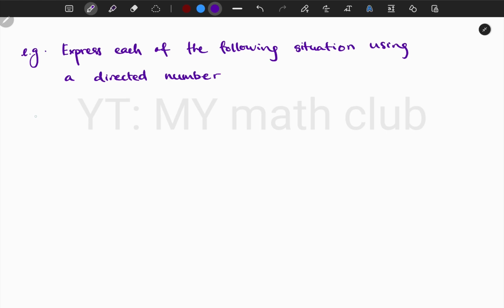Alright, so let's look at a few examples to solidify your understanding. Express the following situation using a directed number. Question 1, we're looking at a profit of $100. So profit means you have more money. So more means you're going bigger, and so the directed number should be a positive 100.